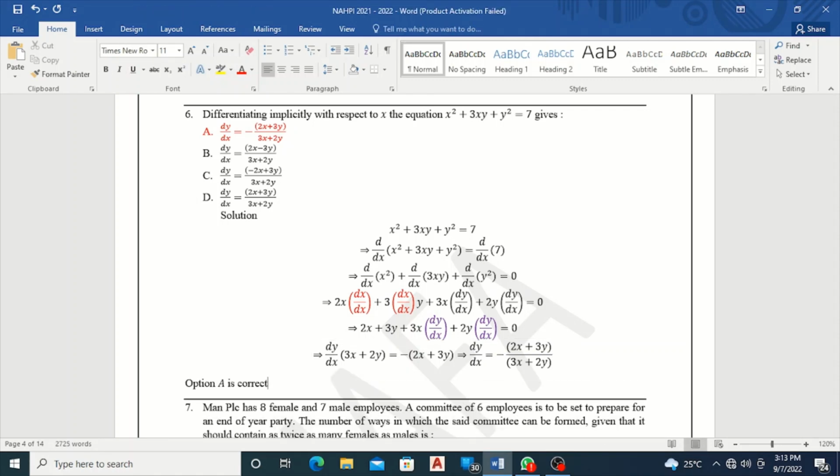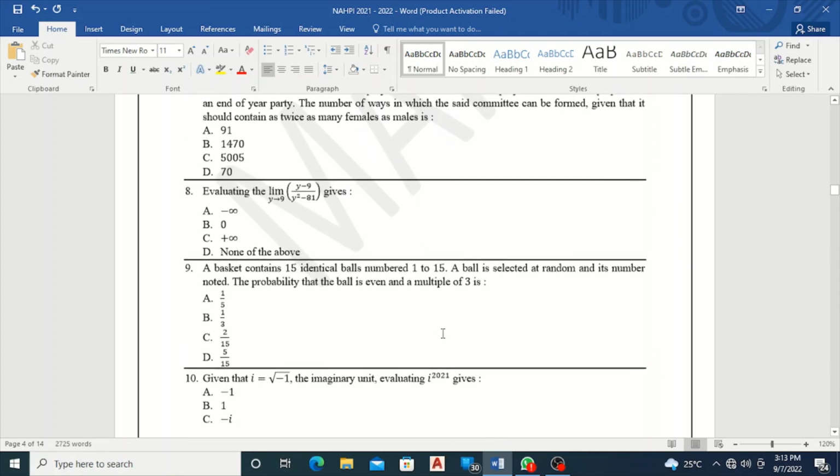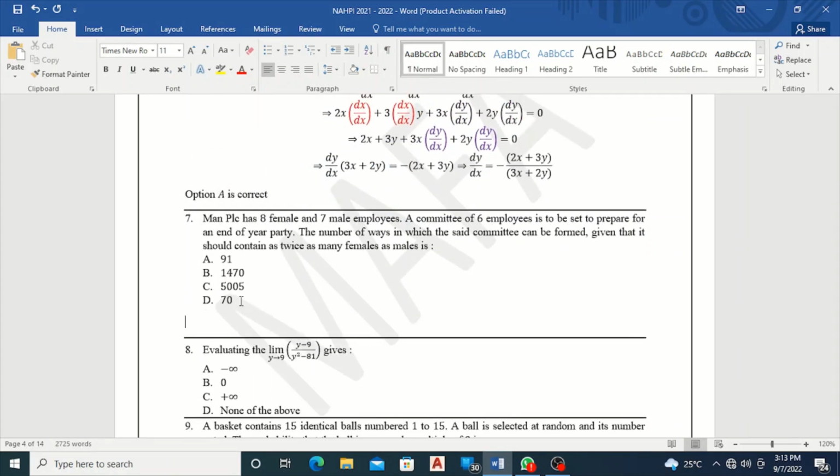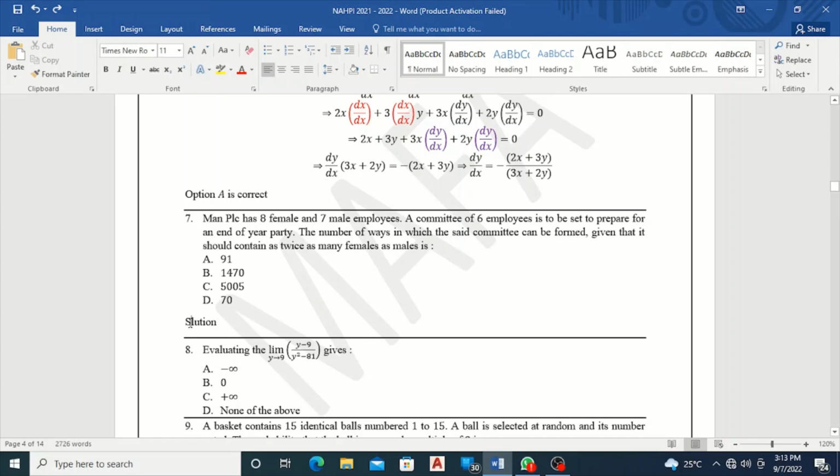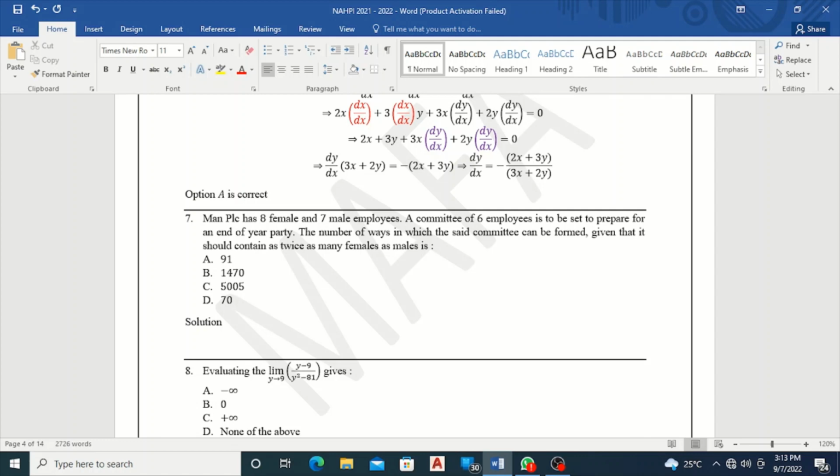Alright, so let's move on to question 7. Question 7 reads, Man PLC has 8 female and 7 male employees. A committee of 6 employees is to be set up to prepare for an end of year party. The number of ways in which the said committee can be formed, given that it should contain twice as many females as males.